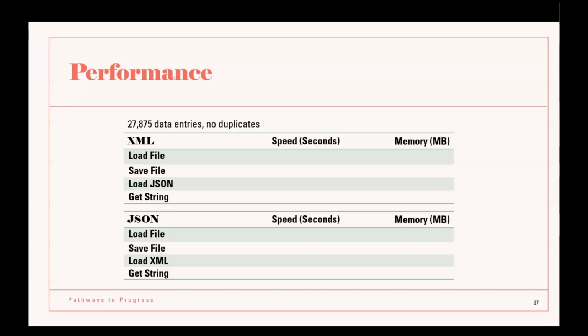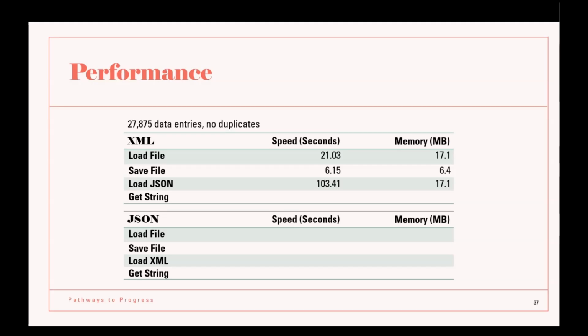We tested this with a file containing 27,875 data entries, no duplicates, and it was about a 1 megabyte file. So let's take a look at loading from a file. To load an XML file into the XML object, it took about 21 seconds and 17.1 megs of memory. Saving to a file, it was about 6 seconds and 6.4 megs.